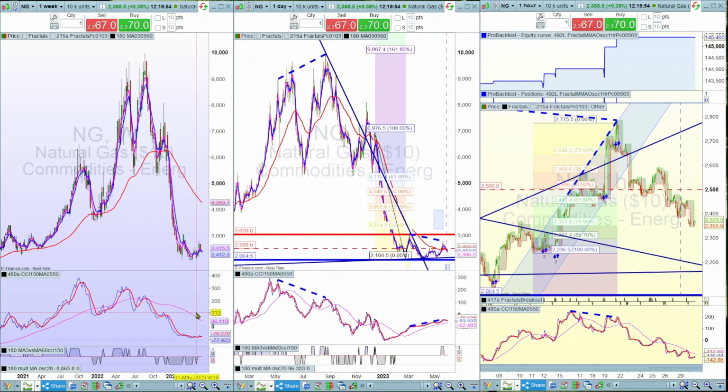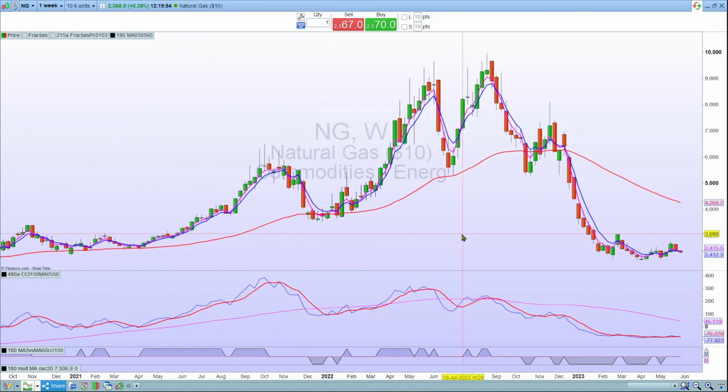You can see here we've got a neutral position on the weekly and the daily in terms of the general trend, which means uncertainty in which way to go, but I'll explain potentials in the lower time frames in the next few minutes. So first let's look at the weekly trend.